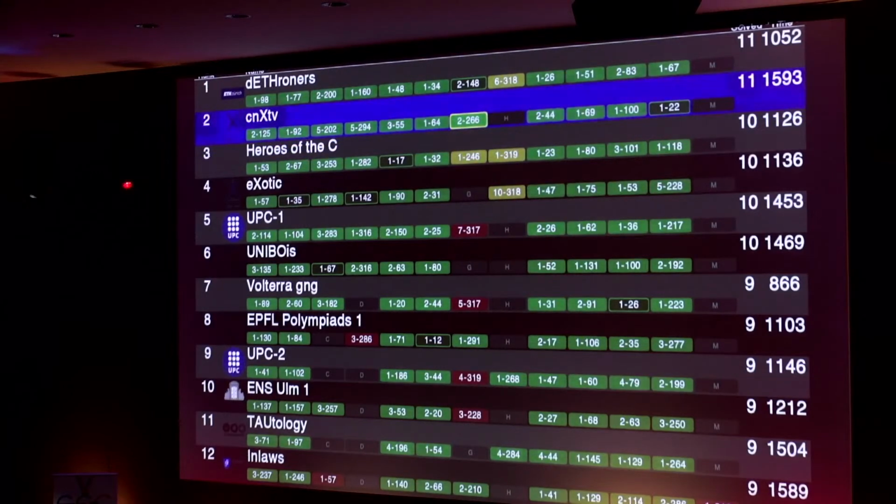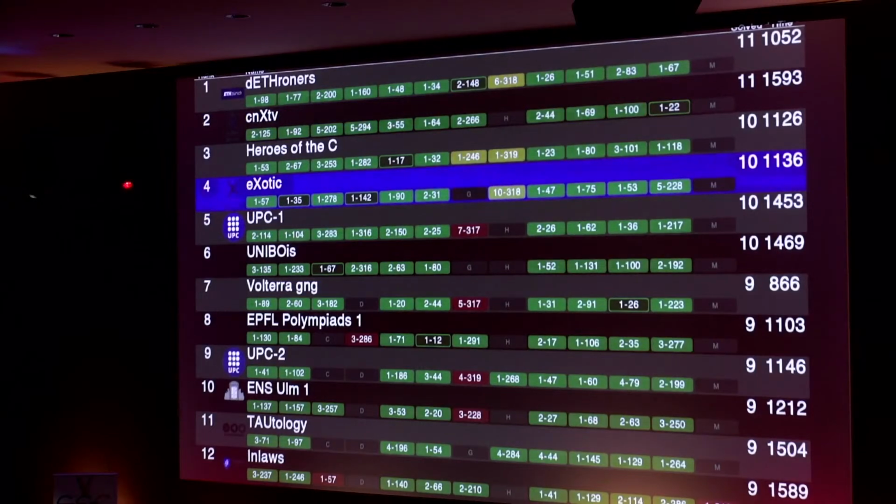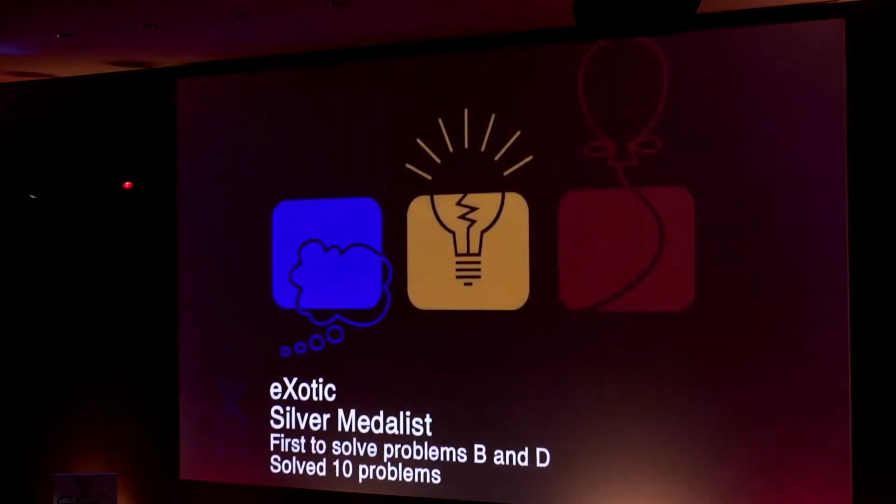It's amazing what is happening now here on the top. Exotic. One more problem on the fire. 8. No? Okay. 4th place. I mean, this is impressive. Come on. 10 problems solved. On stage, please.